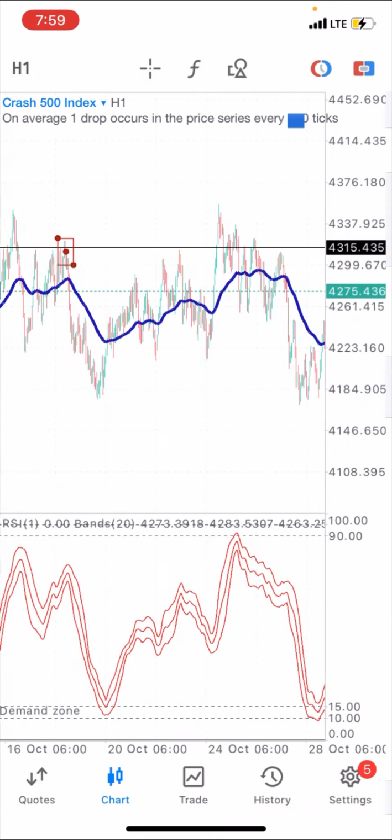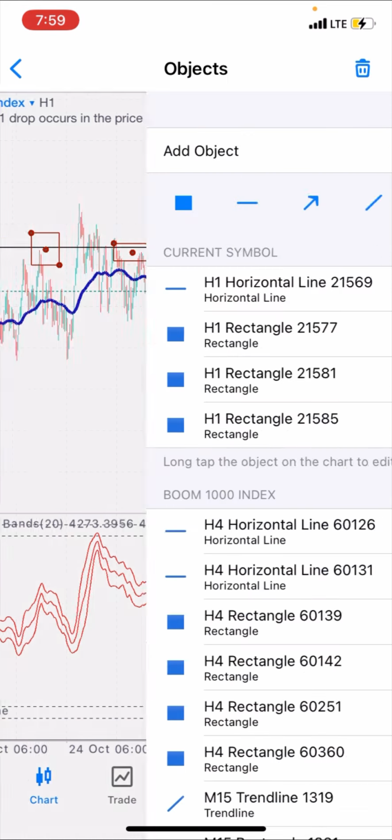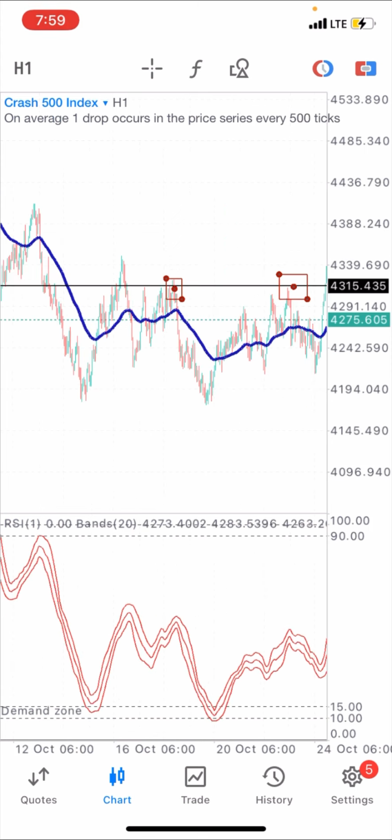You want to see many touches on your support or resistance levels to be sure of what you are doing. You can see how many touches we have there already. We have 1, 2, 3, 4 and more.